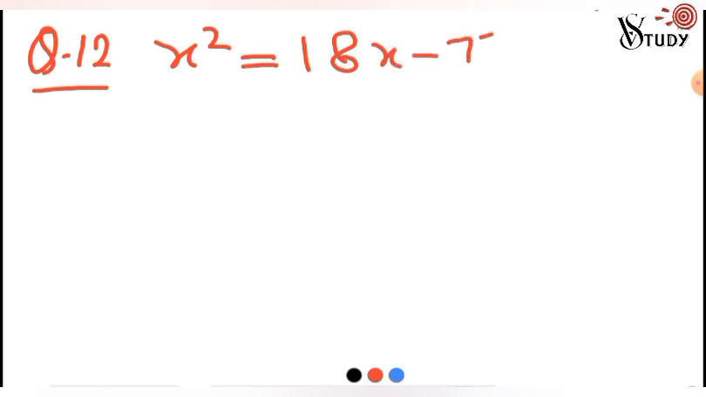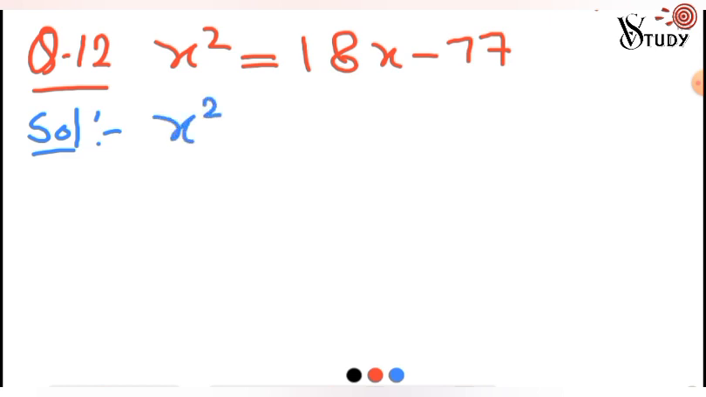Problem number 12 from R.S. Aggarwal book of quadratic equation, exercise 4A, is x square is equal to 18x minus 77. Before solving this question, we first write this equation in the standard form of a quadratic equation.